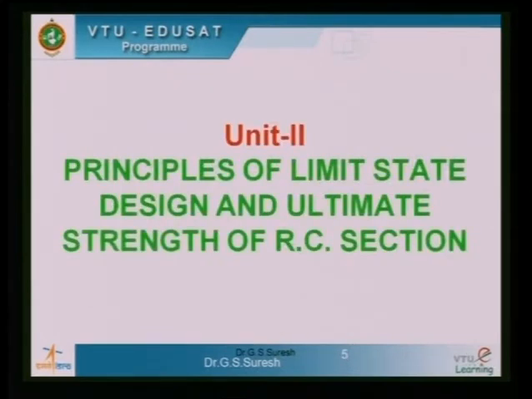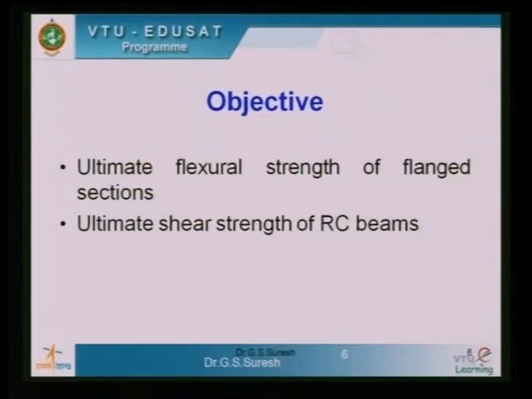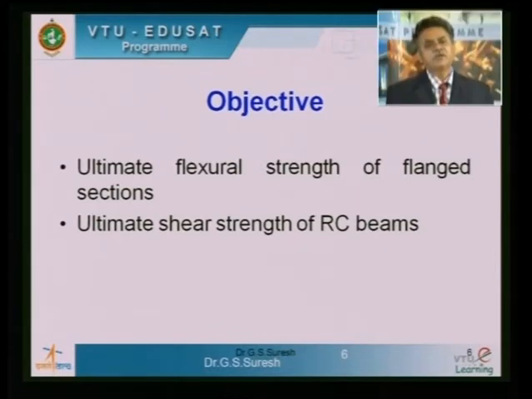Today I will continue in Unit 2, principles of limit state design and ultimate strength of RC section. My main objective is to teach you how to calculate the ultimate moment of resistance of a flanged section. I consider only the T beam, because the L beam has an additional force called torsional moment, which we will treat in another separate chapter. Also, today I will teach you what happens to the shear force in a reinforced concrete beam. So, we look at the ultimate shear strength of RC beams.